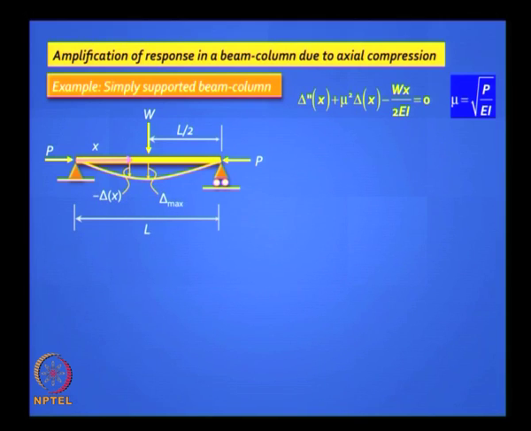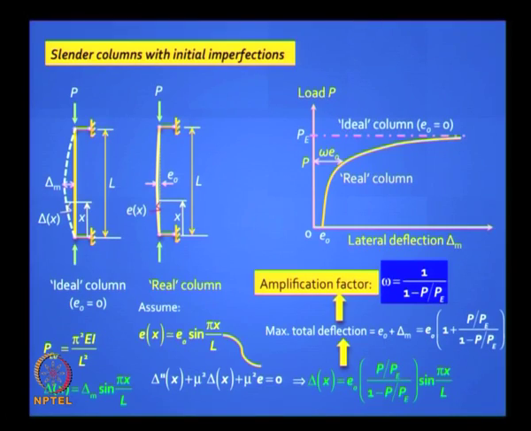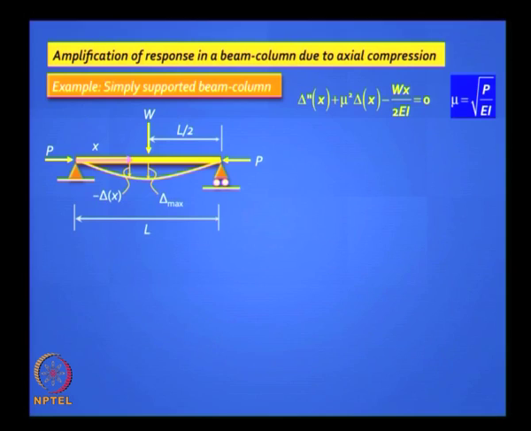If P is 0, what is delta max? W L cube by 48 EI. If you remember the formula, W L cube by 48 EI. Do you think it will increase when I put P? How much do you think it will increase? By that factor which we looked at, that's a good guess, by omega. 1 divided by 1 minus P by PE is the increase I will get in deflection. Actually you can prove it.